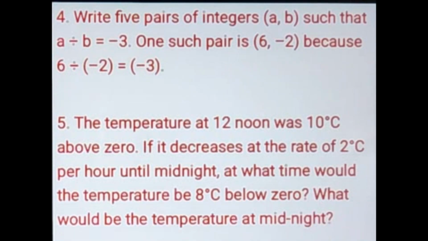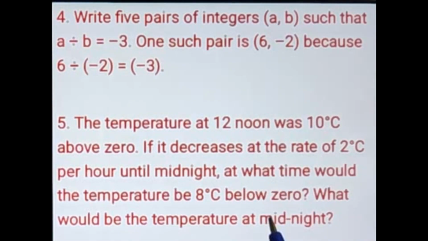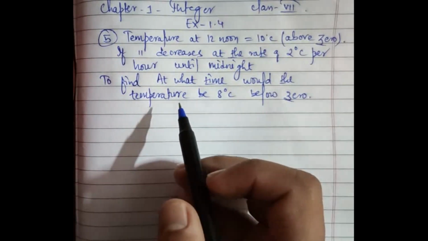Another question is, what would be the temperature at midnight? Midnight means 12 AM at night, while 12 PM is in the daytime. So at first we have to calculate at what time it will be 8 degrees Celsius below 0, and the other question is what will be the temperature at midnight. So let us solve the first question, that is, at what time the temperature will be 8 degrees Celsius below 0.